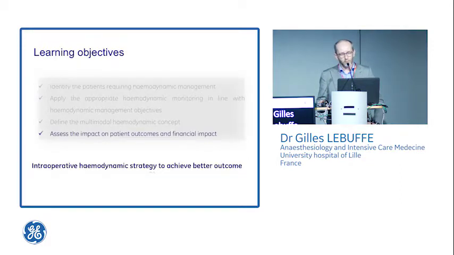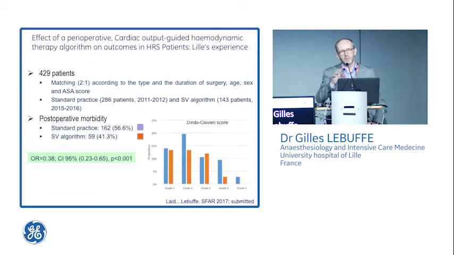So now we have to know what's the impact on postoperative morbidity when we use a multimodal hemodynamic approach. We performed this study in our department, in two phases. It was abdominal surgery, high-risk surgery: pancreatectomy, colectomy, esophagectomy, gastrectomy, and other high-risk abdominal surgery. Two periods. The first period between 2011 and 2012 with standard practice, and a second period after the French guideline recommendation with a multimodal hemodynamic approach. And we observed the postoperative morbidity.